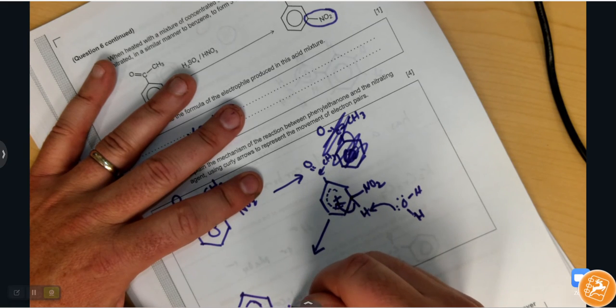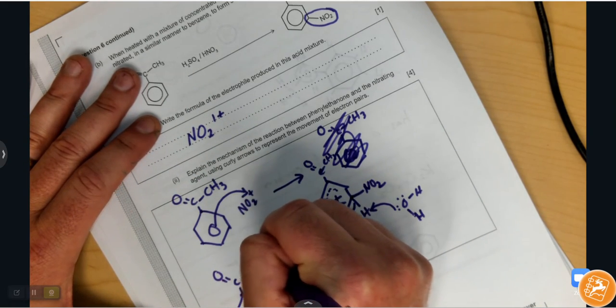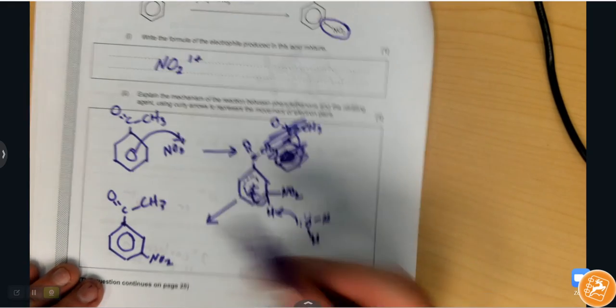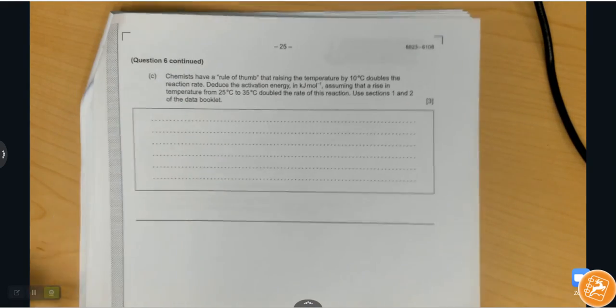So the aromaticity is back. We got our nitro group down here, and all that up there. This is like, know the pictures, kiddos, know the pictures. I can't really explain it any better than that.